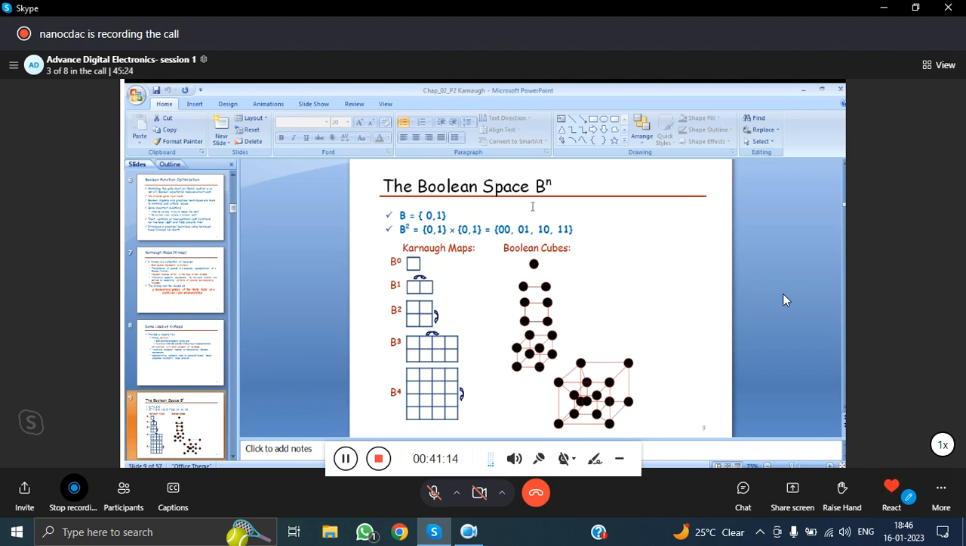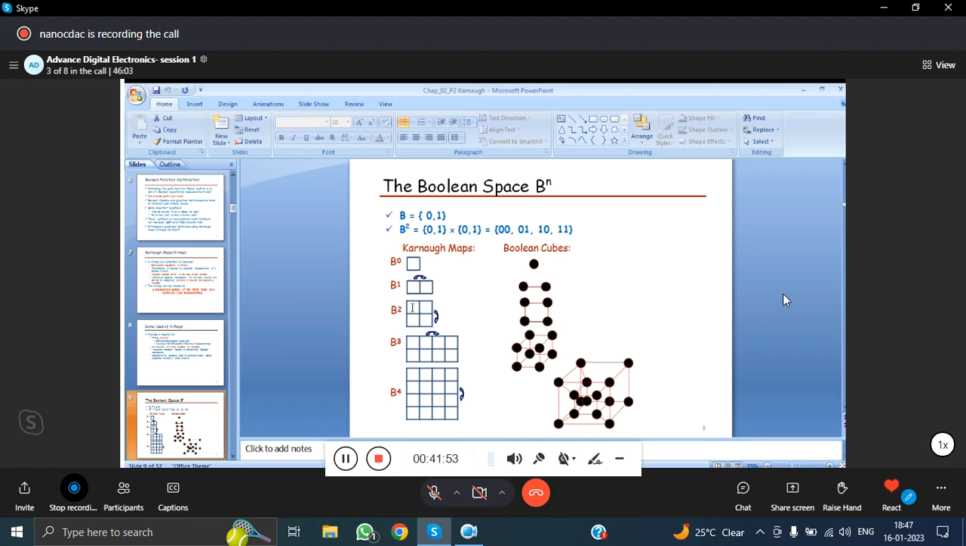Boolean space B^n, where B is equal to the binary values 0 and 1. So B squared is 0 1 times 0 1, which will be equal to 00, 01, 10 and 11. This is the Boolean realization. Here you can see the relevant Boolean cubes related to K-maps. B^0 will have only one value. B^1 has 0 and 1, represented with two dots.